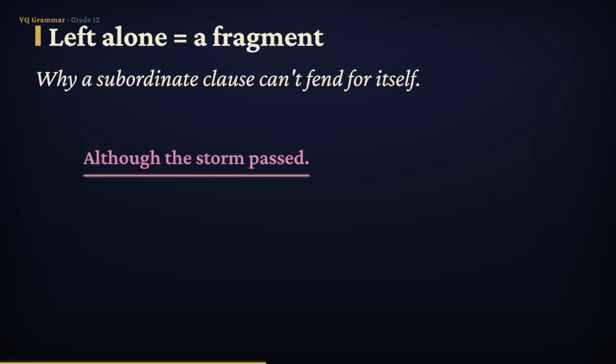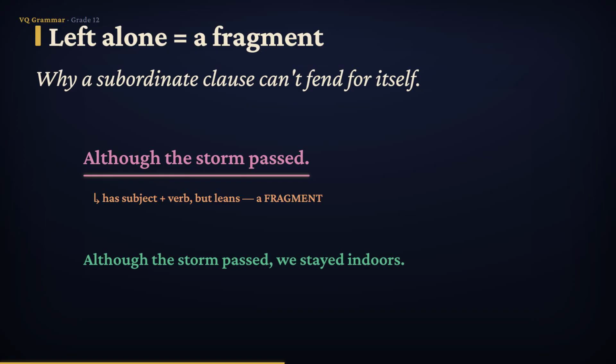Look at "although the storm passed," all by itself. It has a subject and a verb, but that word although leaves it dangling, so it's a fragment, not a real sentence. Now give it a main clause to lean on. "Although the storm passed, we stayed indoors." Suddenly it works. The main clause, we stayed indoors, props the subordinate clause up, and together they make a complete, correct sentence.